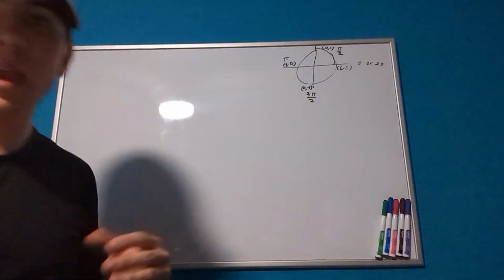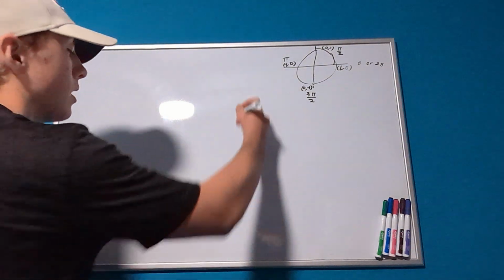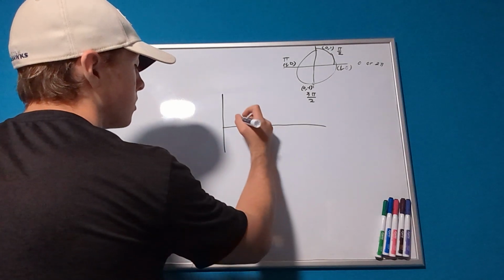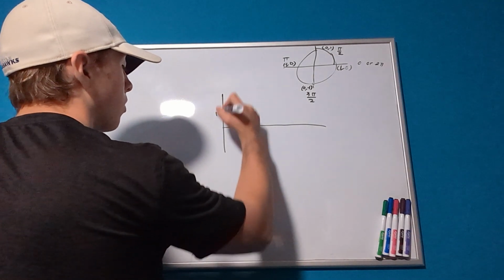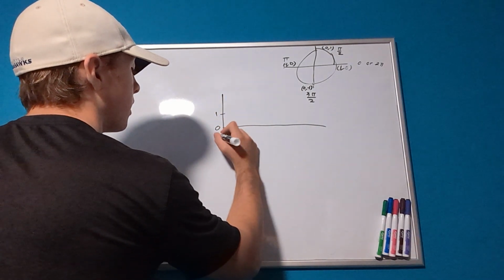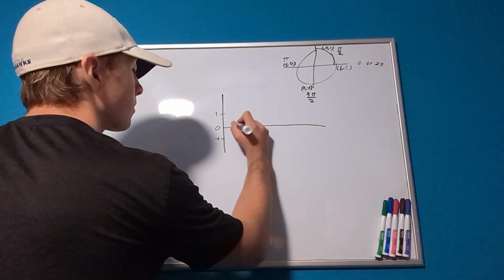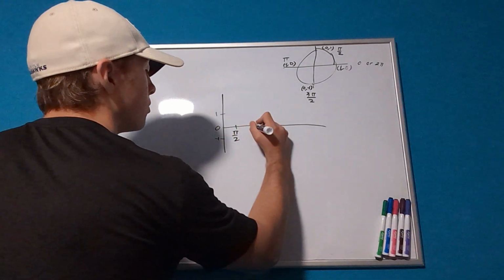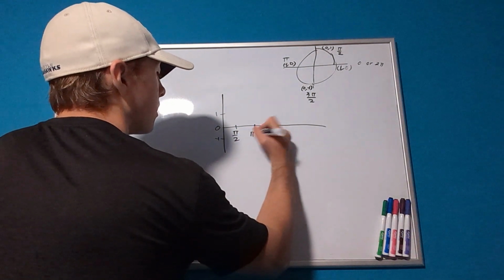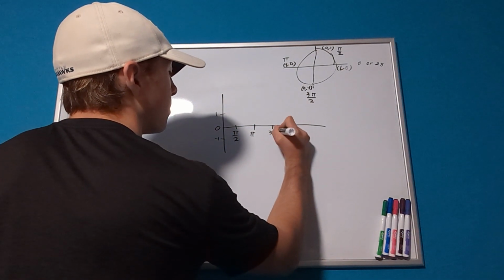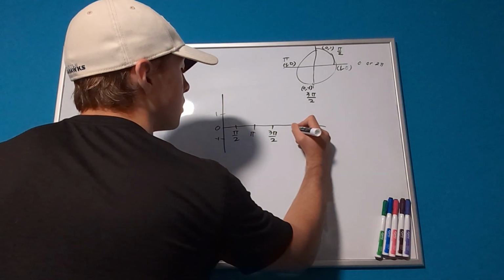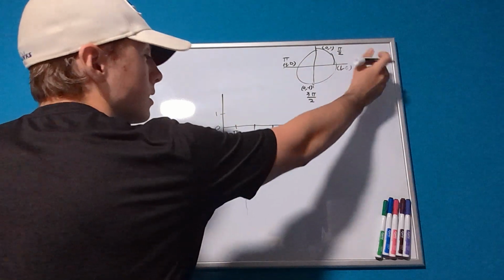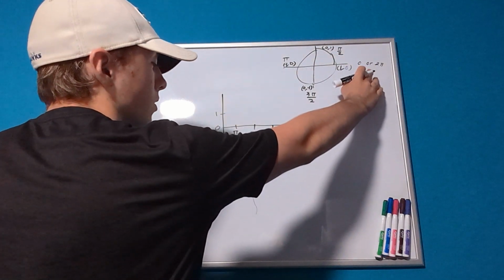Hopefully you can figure out how you could do cosine by yourself, which I encourage you to pause and try. 1, 0, negative 1, once again pi over 2, pi, 3 pi over 2, 2 pi. So what angle is made? 0 radians or 2 pi.